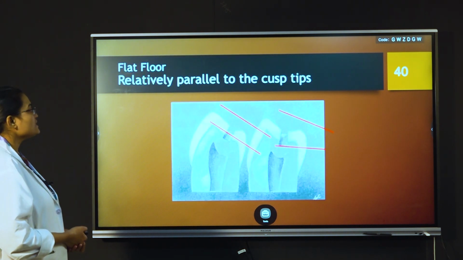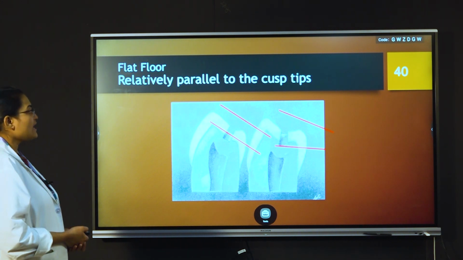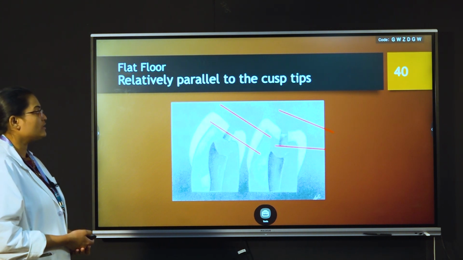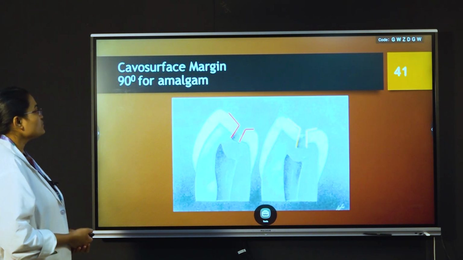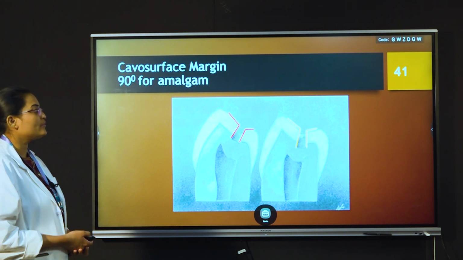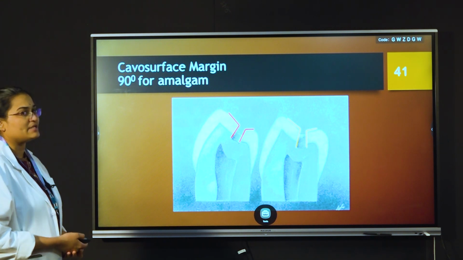The flat floor is something like this. If you can see, the floor of the cavity is parallel to the pulpal roof. It is flat, but not parallel to the cuspal plane. The cavosurface margin is 90 degrees. If you can see the cavity angle between the prepared tooth wall and the external tooth surface, it should be 90 degrees maintained.